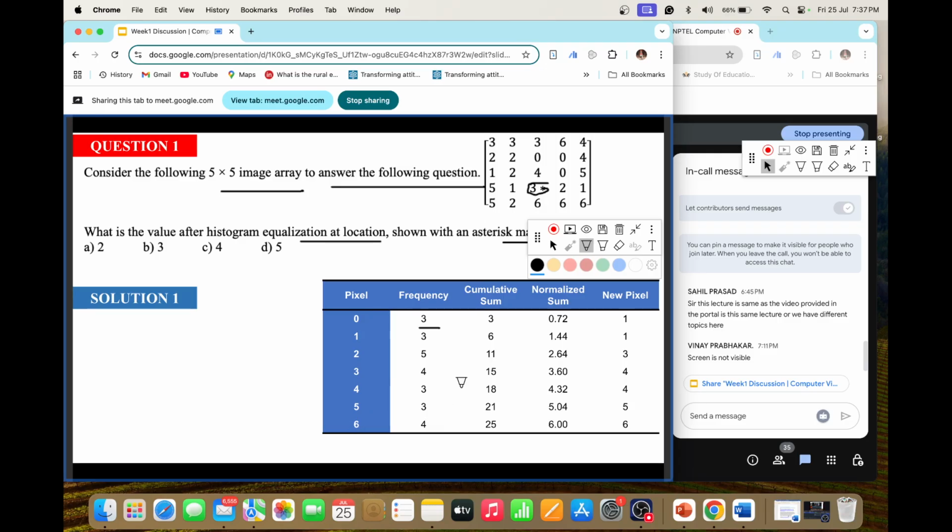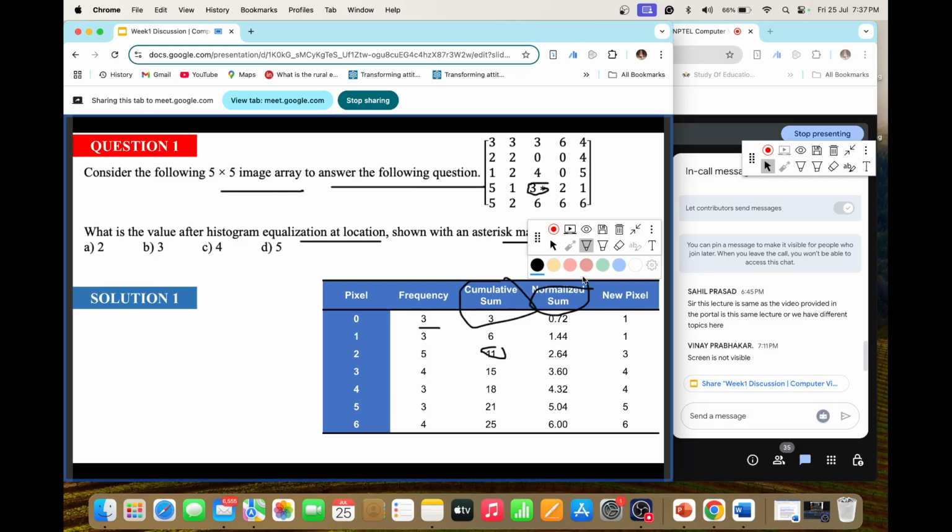You can check. Now we will do the cumulative sum. Cumulative sum is nothing but adding up as you go. The first is 3. After this, 3 plus 3, so 6 will be the cumulative sum. Then 3 plus 3 plus 5, that is 11. 3 plus 3 plus 5 plus 4, that is 15. Then 18, 21, 25, etc.